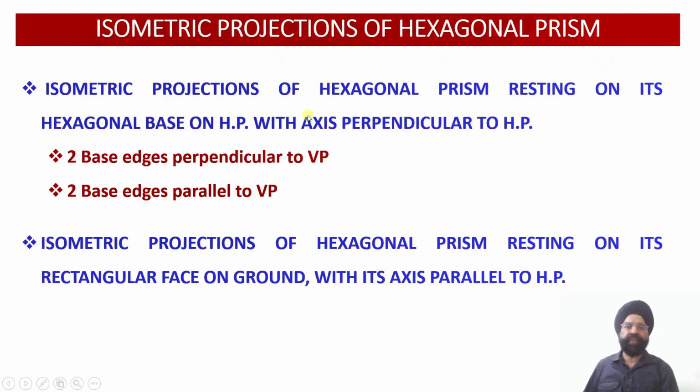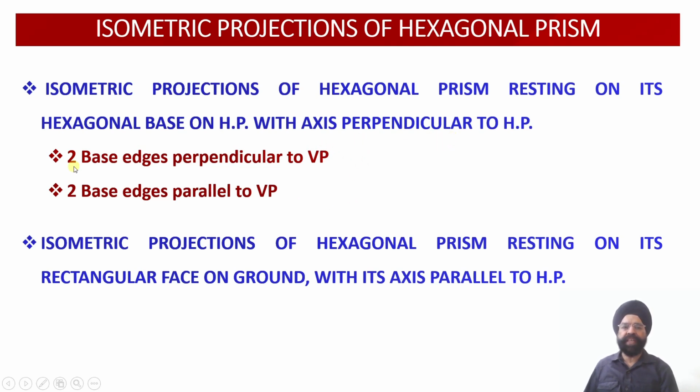Now today's discussion will be about the isometric projections of a hexagonal prism, and we are going to discuss three orientations of this hexagonal prism today. The first one is when the isometric projection of the hexagonal prism is to be drawn when it is resting on its hexagonal base on the horizontal plane and its axis is perpendicular to the horizontal plane. So in the first case we are going to have two sub cases.